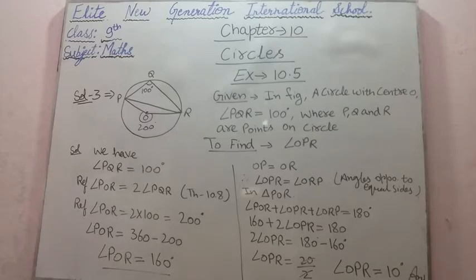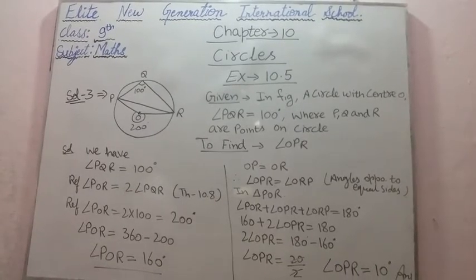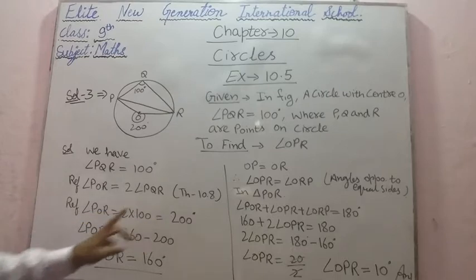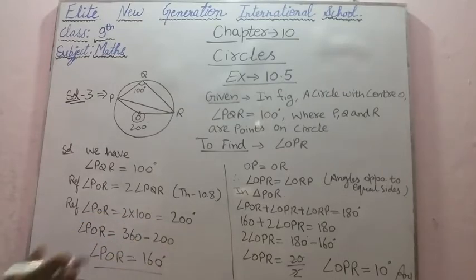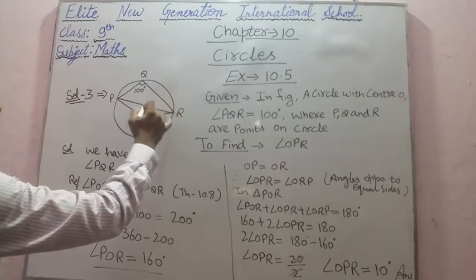So it is a reflex angle, and if we want to find the next angle, since reflex angle POR is 200, angle POR will become 360 minus 200. So 360 minus 200 will be 160. So here this angle will be 160 degree.